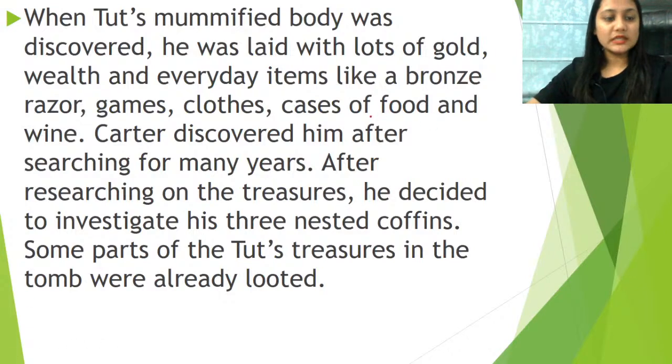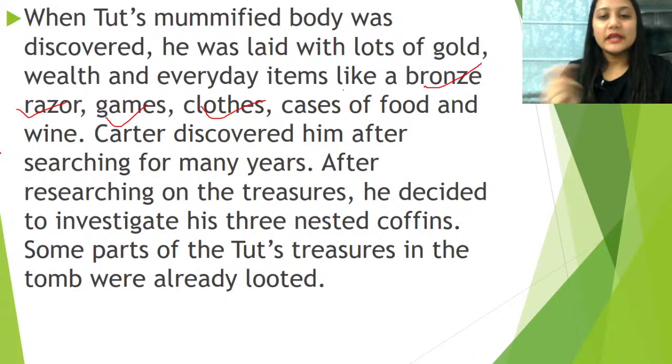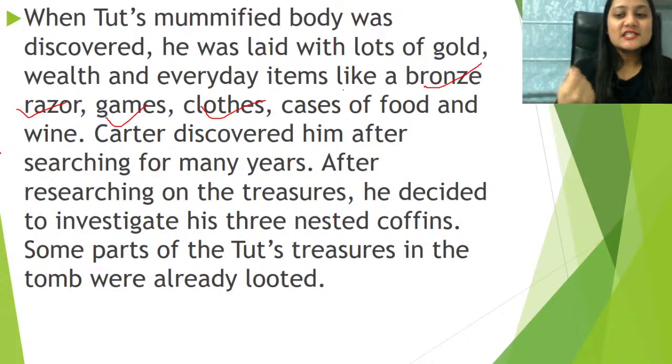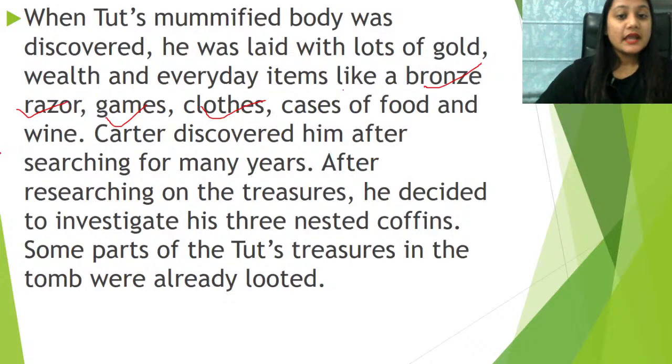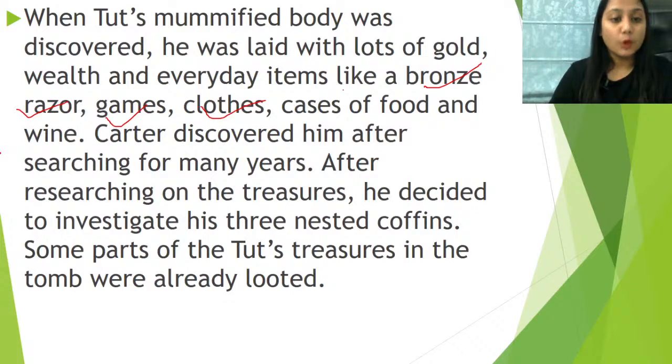When Tut's mummified body was discovered, he was laid with lots of gold, wealth and everyday items like a bronze razor, games, clothes, cases of food and wine. So again, he was a teenager, right, when he died. So with Tut's body, there was a bronze razor. You know, like how teenage boys get that tiny little beard and mustache, right? So just to clear it out, they kept a bronze razor. Along with that, again, he was a teenager, certain games were also kept with him. His clothes, his cases of food and wine were also buried with his body.